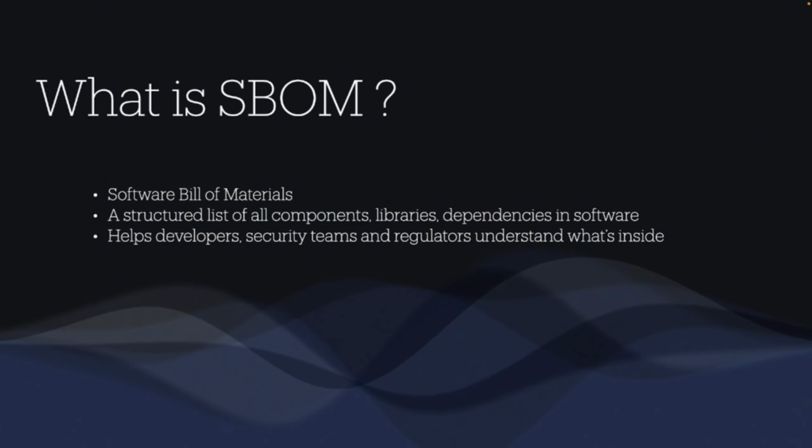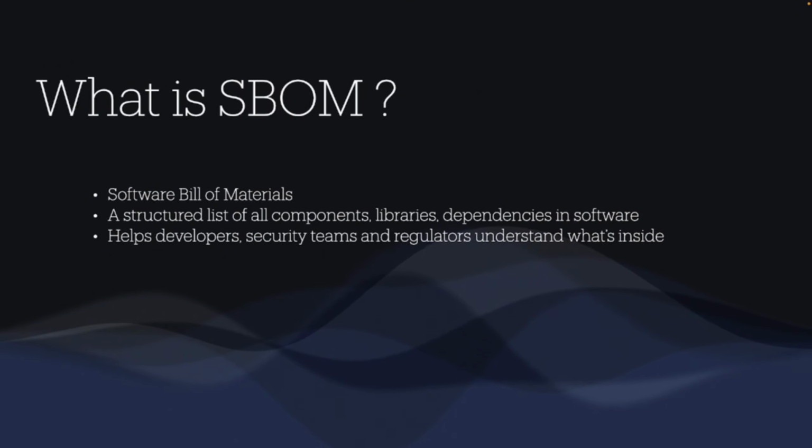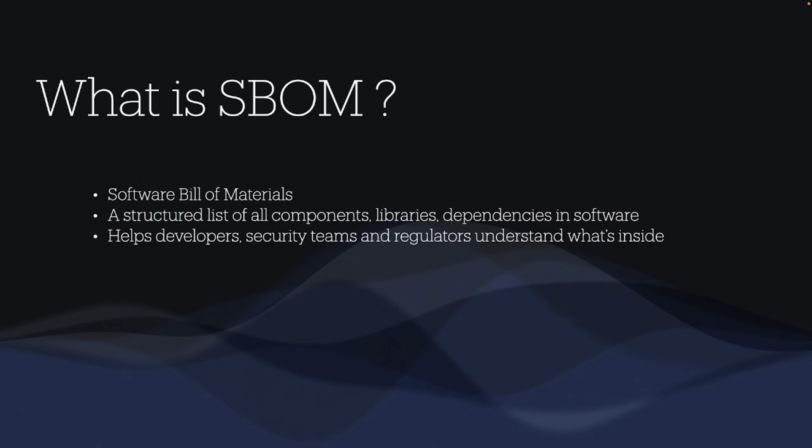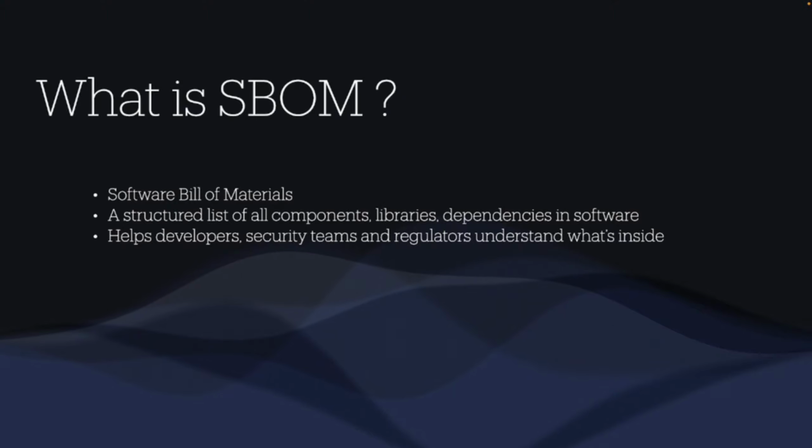Think of it as an ingredient list of your software, just like food packaging tells you what ingredients are inside. An SBOM is a structured list of all the components, libraries, and dependencies that make up an application. This is important because modern software isn't written entirely from scratch. Most of it is assembled from open source packages, third-party libraries, and system components.